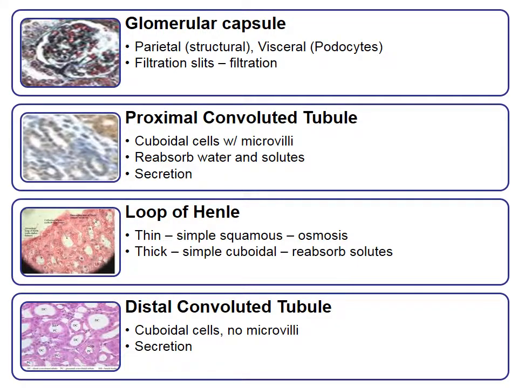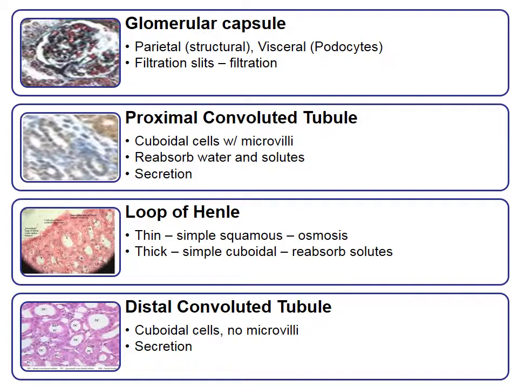Let's now focus on tissue types of these structures. The glomerular capsule structures are simple squamous epithelium and perform filtration. The proximal convoluted tubule is composed of simple cuboidal epithelia with microvilli. They perform reabsorption of useful molecules, which pulls them out of the filtrate and returns them to the blood. They can also remove waste we did not catch in filtration and push these into the filtrate for removal.